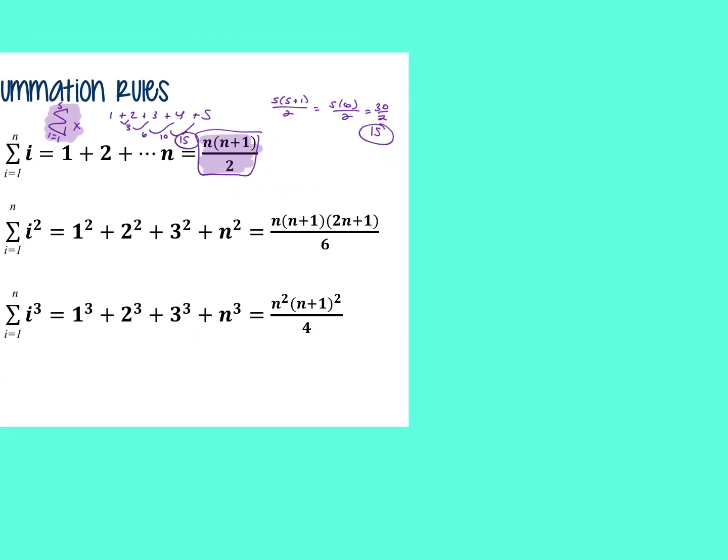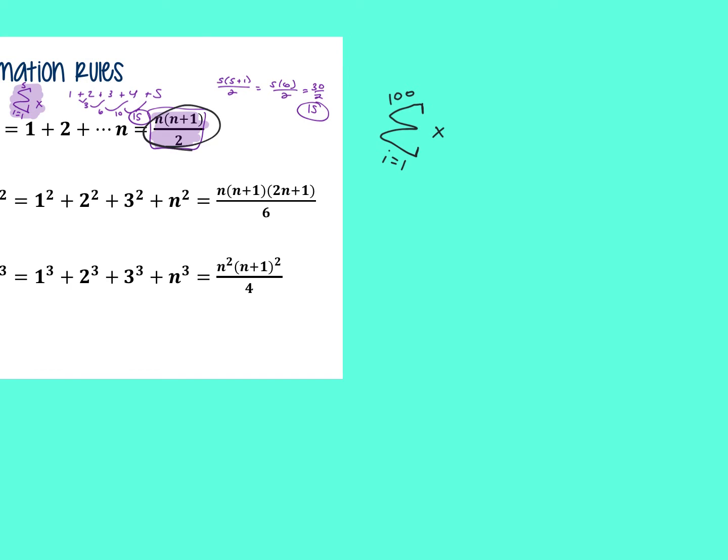If I gave you this, you're not going to want to plug in 1, then 2, then 3, then 4, then 5, then 6, then 7, then all the way up to 100 and add them all together. You would definitely want to use n, which is 100, times 100 plus 1 over 2. So you get 100 times 101 over 2. You could simplify that: 2 goes into 100 fifty times, and then I'd get 5050. Way faster than doing 1 plus 2 plus 3 plus 4 plus.